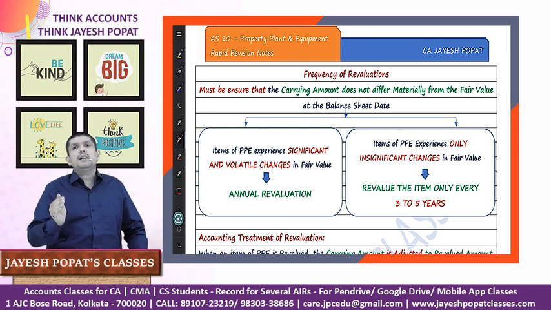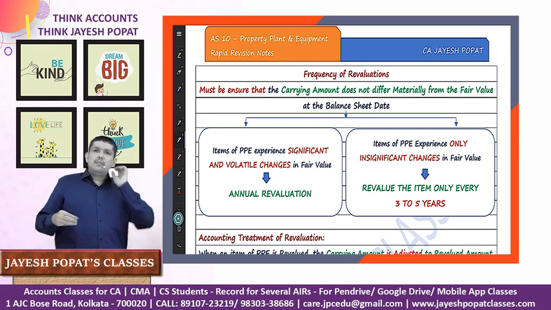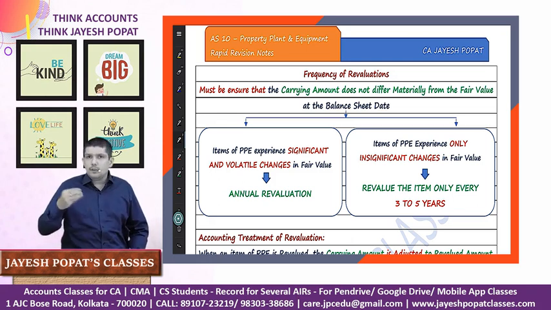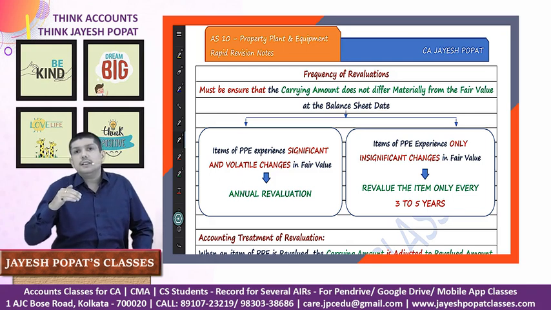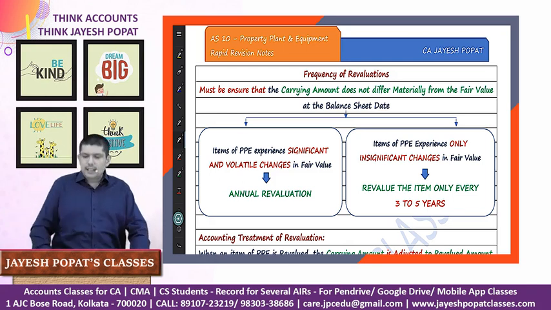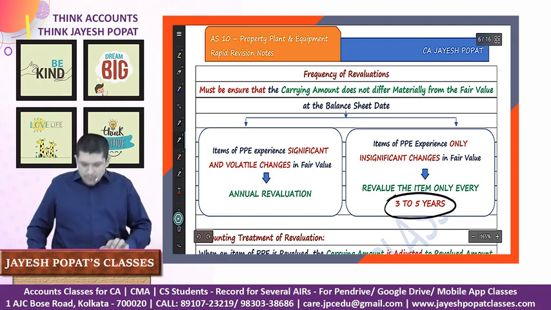At each balance sheet date, you need to carry out a revaluation activity by deploying a competent valuer, and you need to determine the revalued amount of the asset. But if the fair value of your asset is relatively stable, it does not significantly fluctuate, in that case you have an option to do revaluation in an interval of 3 to 5 years.